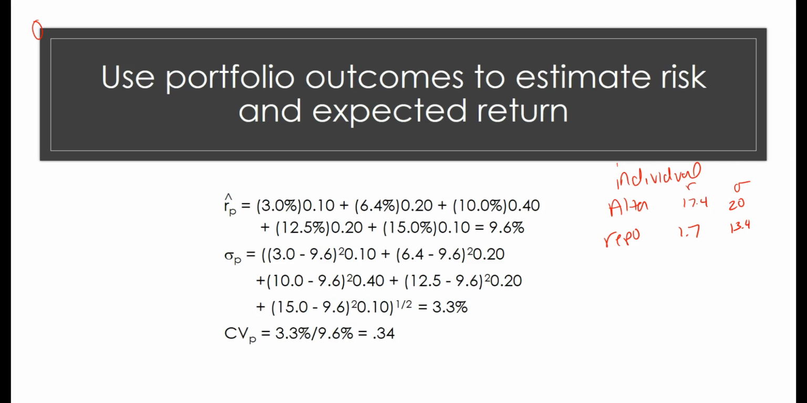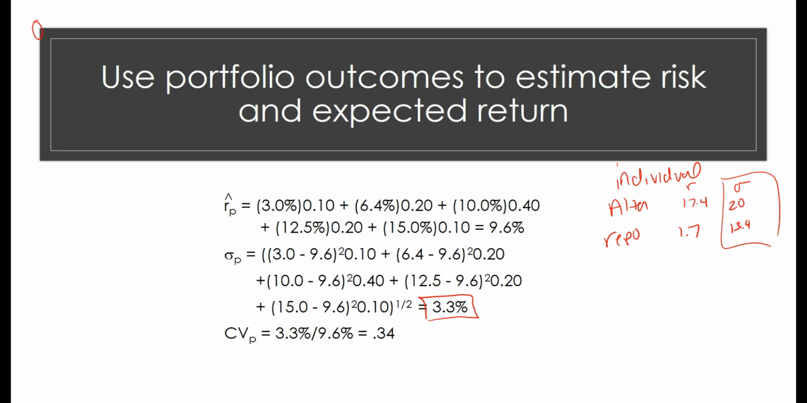When we combine the two assets, we have a portfolio standard deviation of 3.3%, which is less than the standard deviation of either of these assets in isolation. So by combining these assets, you are able to reduce the portfolio standard deviation below the risk of either of those individual assets in isolation.